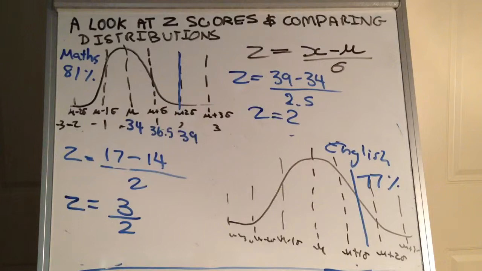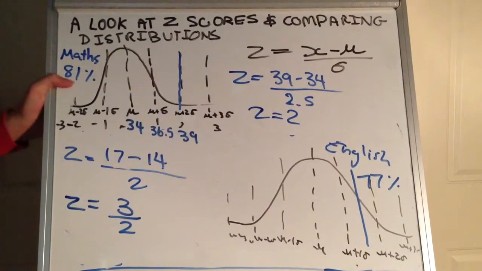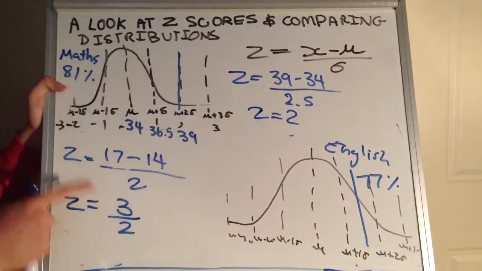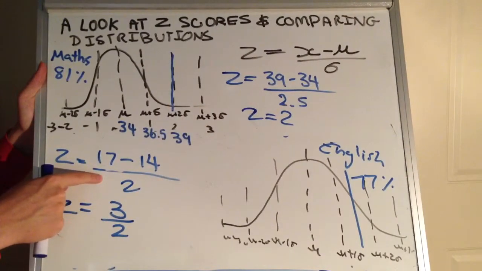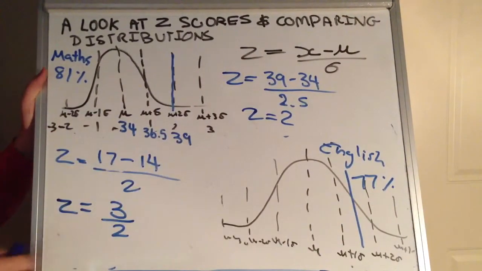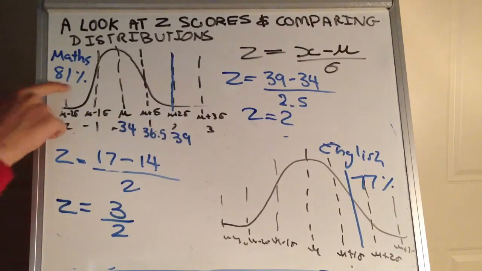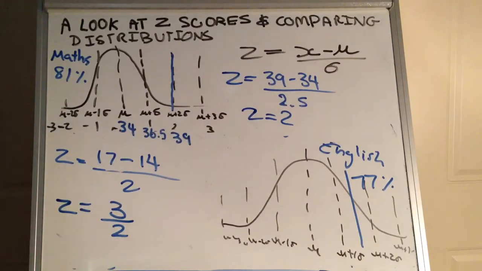So now it asks, did he do better on the maths test or the English essay? So in this particular example, his maths test, he got 81% and he got a z-score of 2. His English essay, he got 17 marks, which is 77%, and he got a z-score of 3 over 2. In this case, the one with the higher percentage actually has a higher z-score. However, it may not always be like that. So that's where z-scores are really helpful, because perhaps everyone really bombed on the English essay, and he may have got 77%. He might have been the top of the class. But again, in this particular example, the one that does have the higher percentage does have the higher z-score, and, you know, that happens quite a lot.